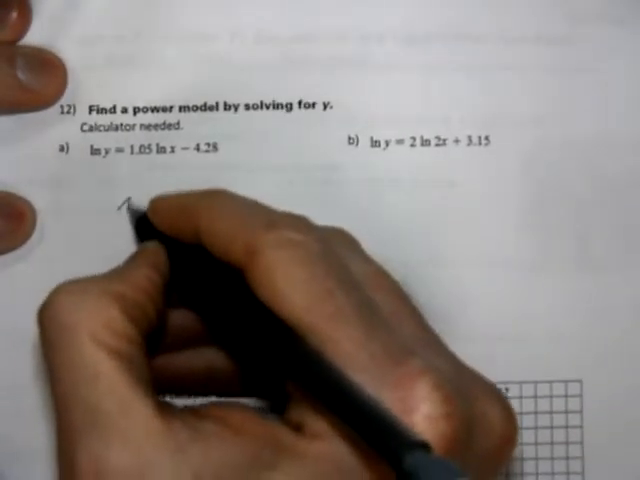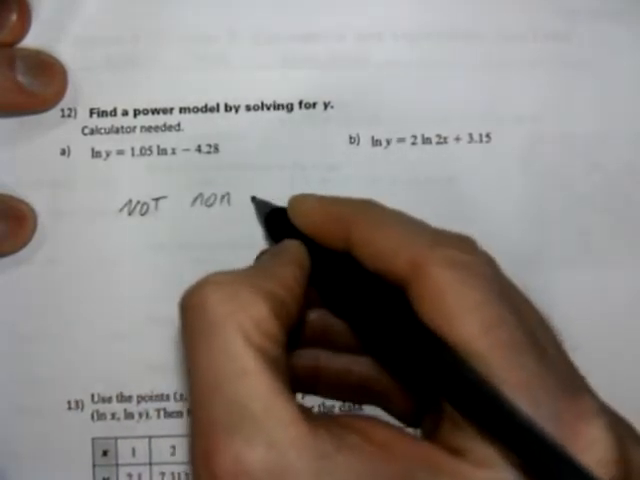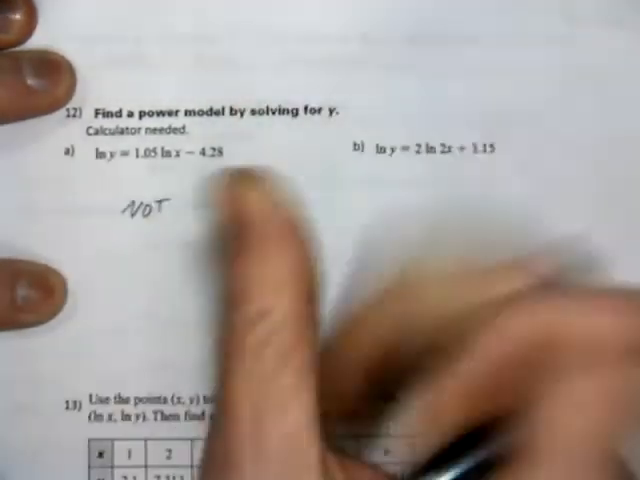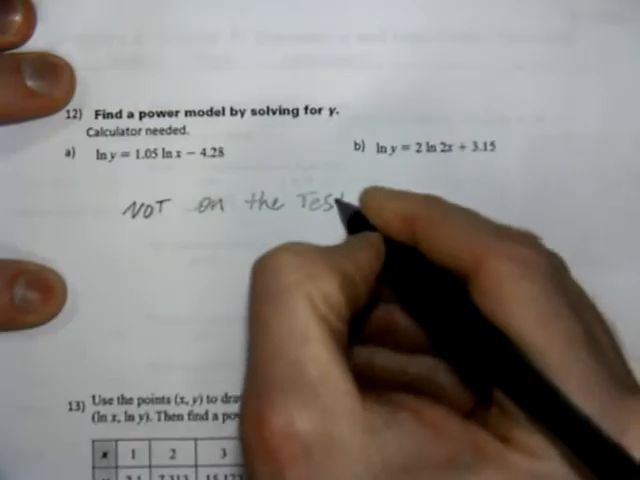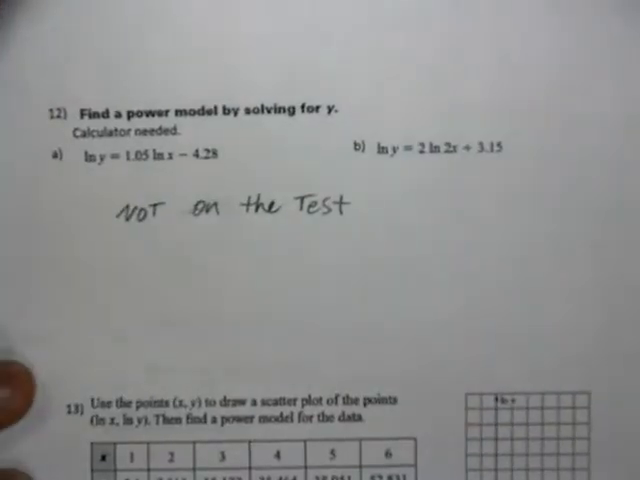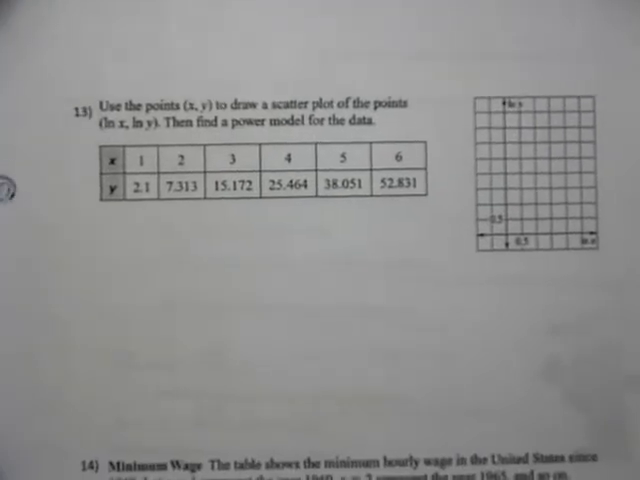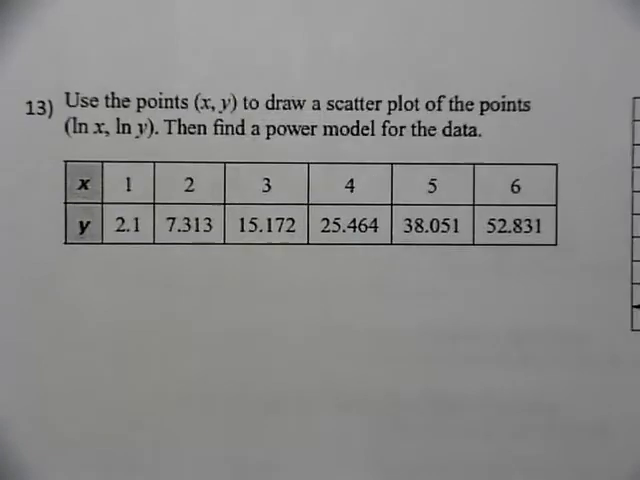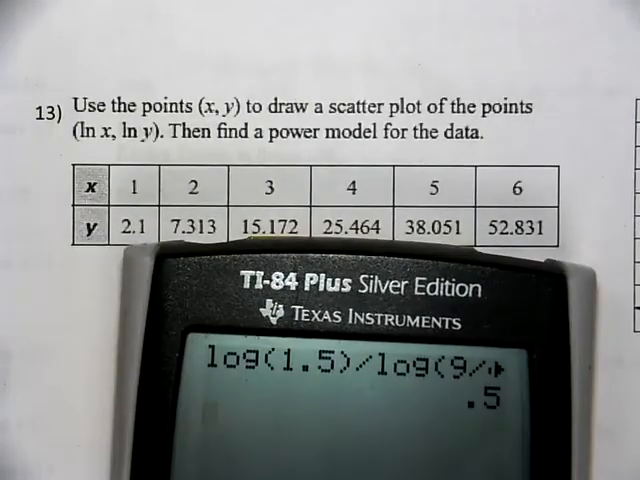This next set of questions is, let's try to spell that right, on the test. Okay, this one could be. It's going to be the same as what we were doing before. So we're going to go to our calculator.